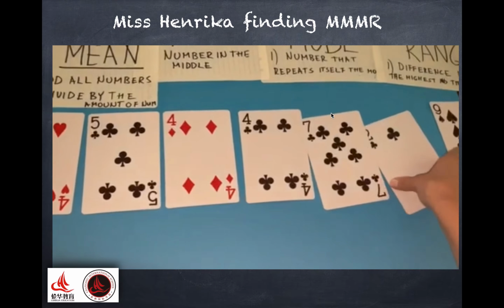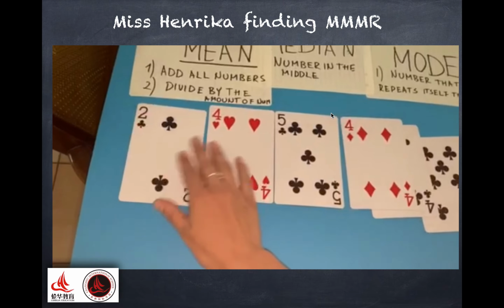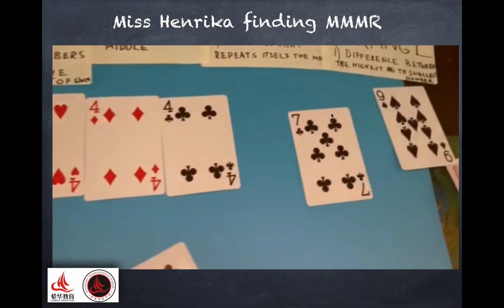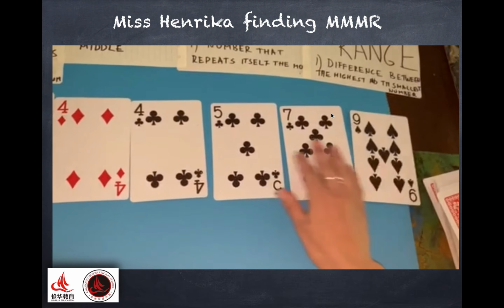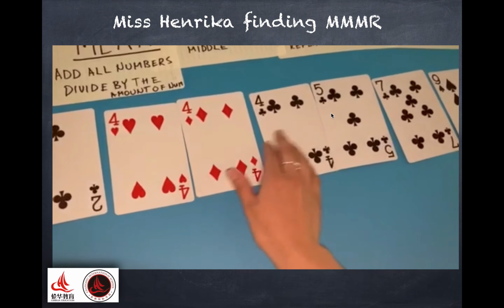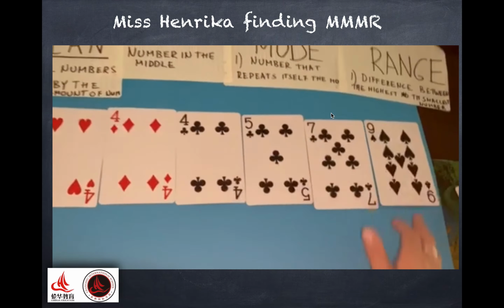So 2, come take this way. Then we have 4s, 3 4s. We have 5. We have 7 and 9. Now, so this is our cards arranged from smallest to biggest.